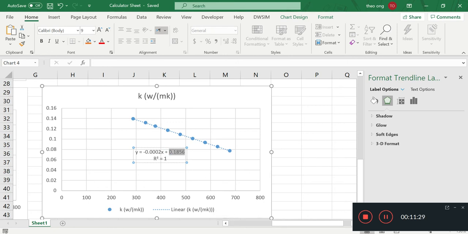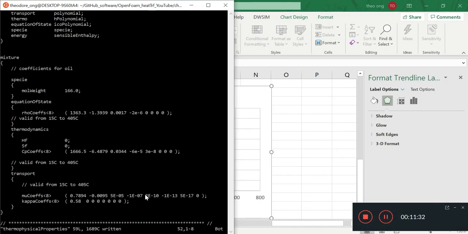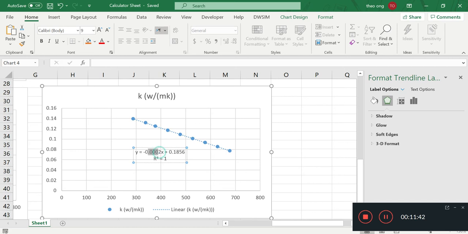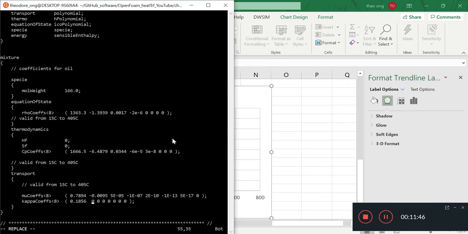0.1856, right, for the first one. 0.1856. Secondly, it is 0.0002. Okay. Okay, all right, that should be it.